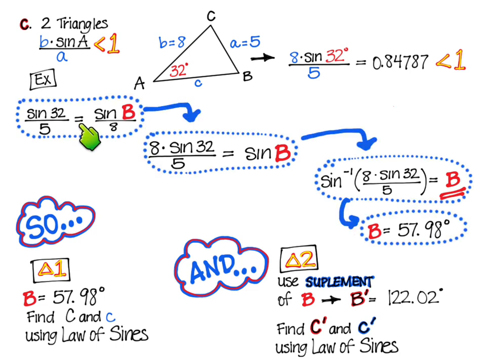So just to recap what we did. We used the law of sines to find angle B. Once we found angle B, we then solved for the triangle using law of sines. Then, secondly, we took angle B, we found its supplement, and then we solved for that triangle. And that would be solving for a triangle when there are two possibilities.